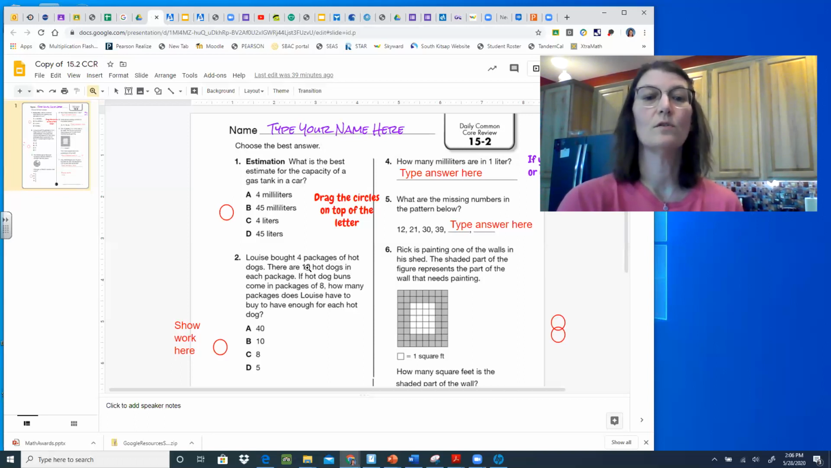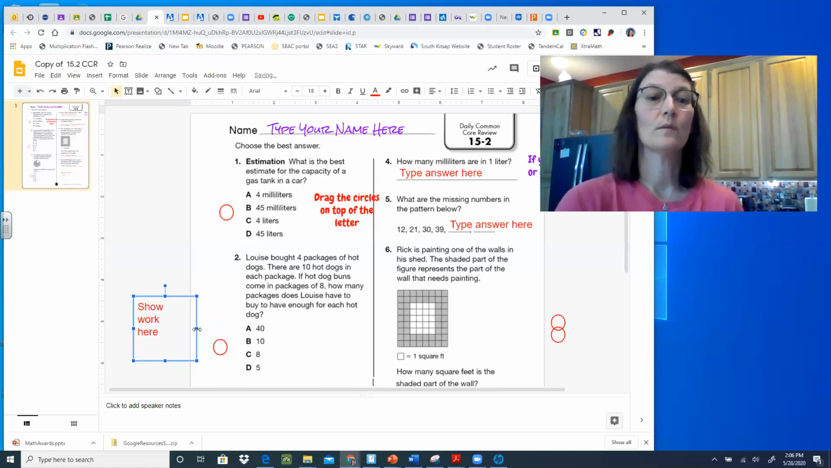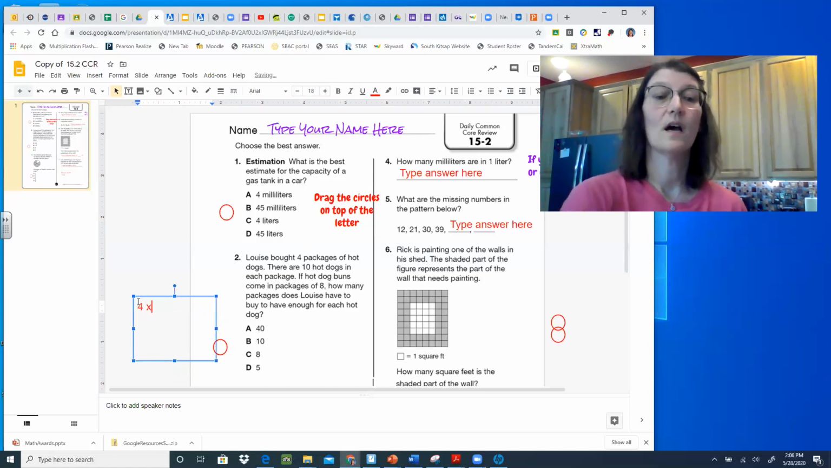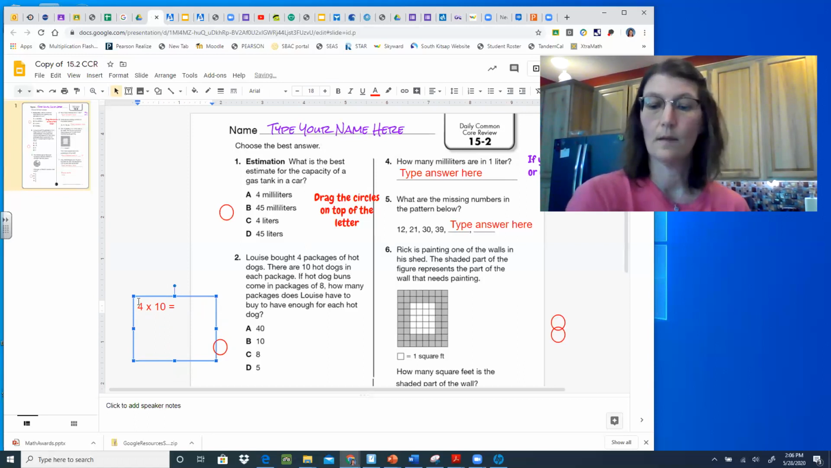So first thing we're going to do is figure out how many total hot dogs she has. So remember, I give you a workspace over here for a reason, not just because I like to type it. So I'm going to stretch my box a little bit. So I am figuring out how many hot dogs she has total. So 4 packages times 10 dogs per package equals, and I'm not going to give you that.